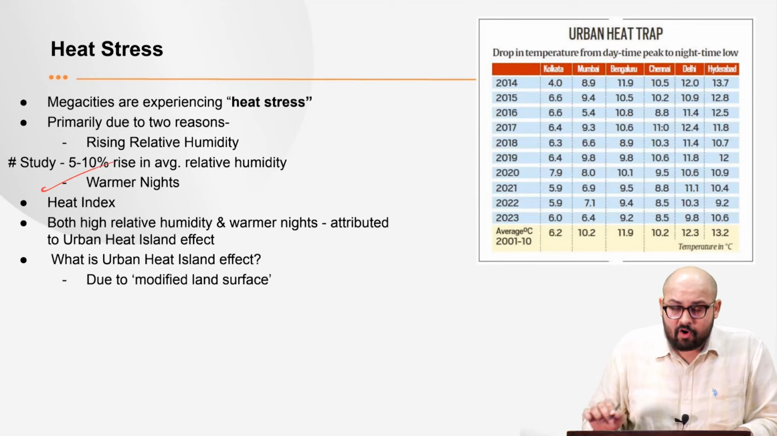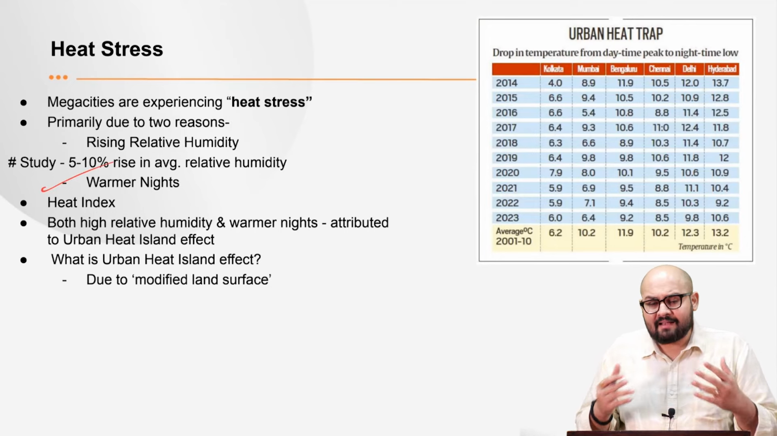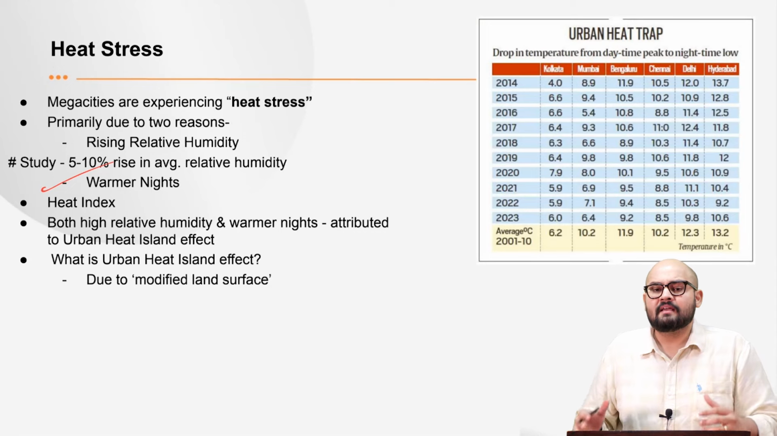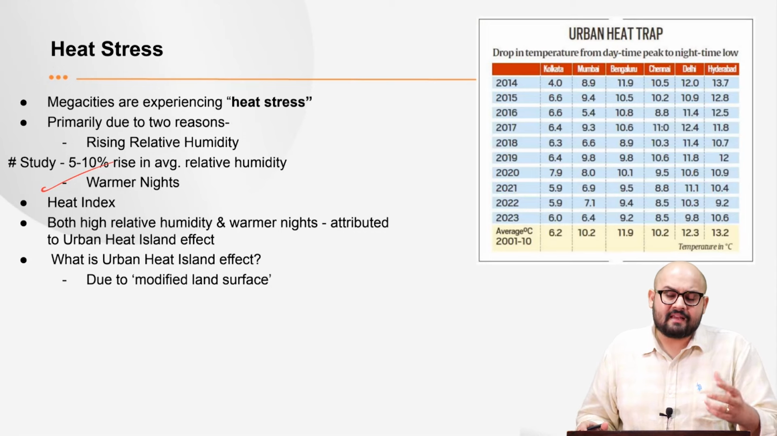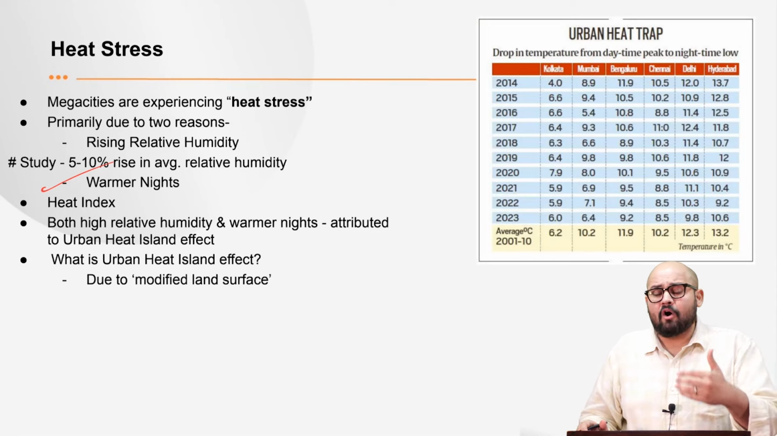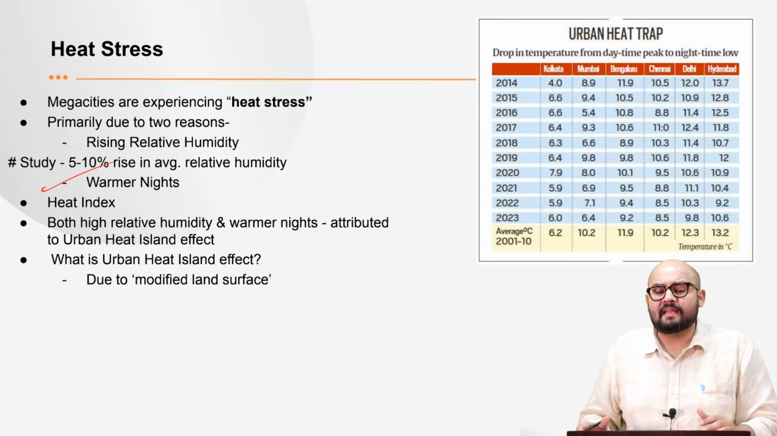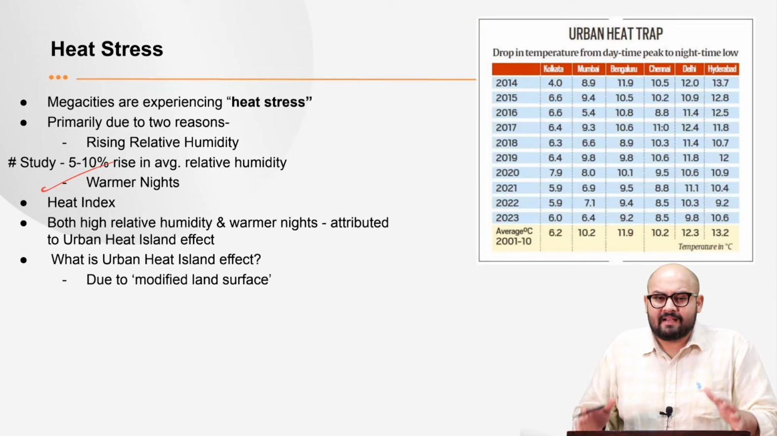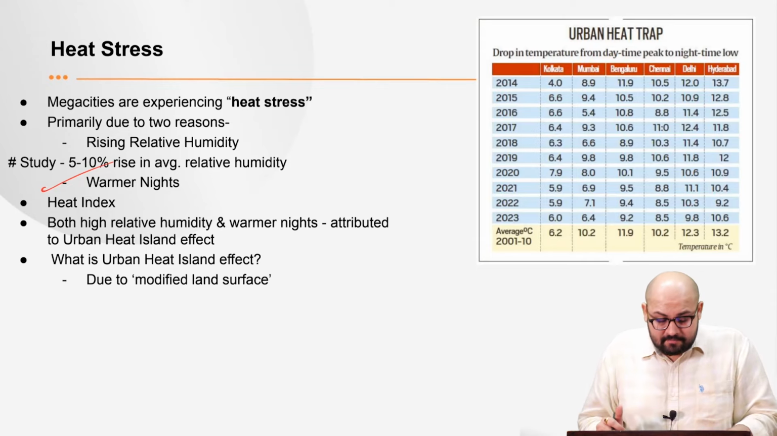Second is that there are warmer nights. At night, the earth radiates its heat, right? What is being said in the report is that the rate of emission, the radiation of the heat out from the land, has been slower in comparison to what it was a decade ago, right? So it is leading to warmer nights.